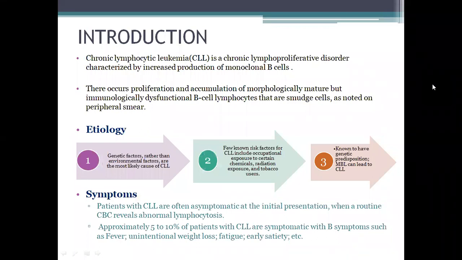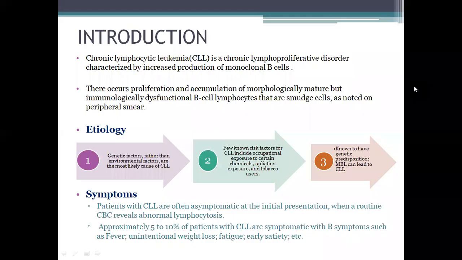Chronic lymphocytic leukemia, to begin with, is a chronic lymphoproliferative disorder, which is characterized by an increased production of monoclonal B cells, which are morphologically alike and look more on the mature side, but they are immunologically dysfunctional. They cannot perform their humoral immunity roles by producing antibodies, and they also have a smudgy appearance on the peripheral smear.